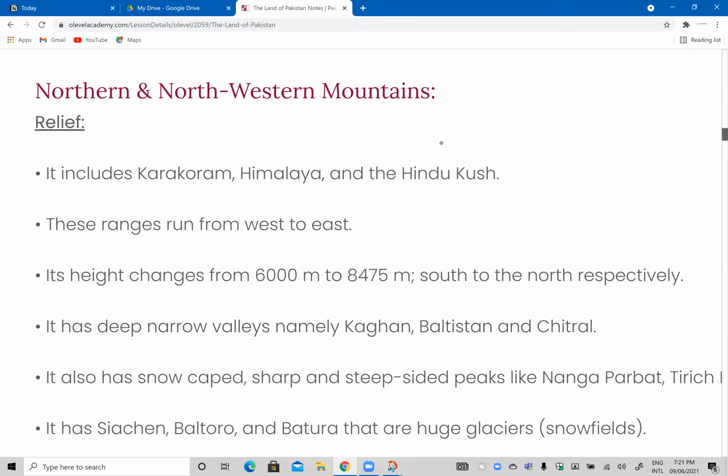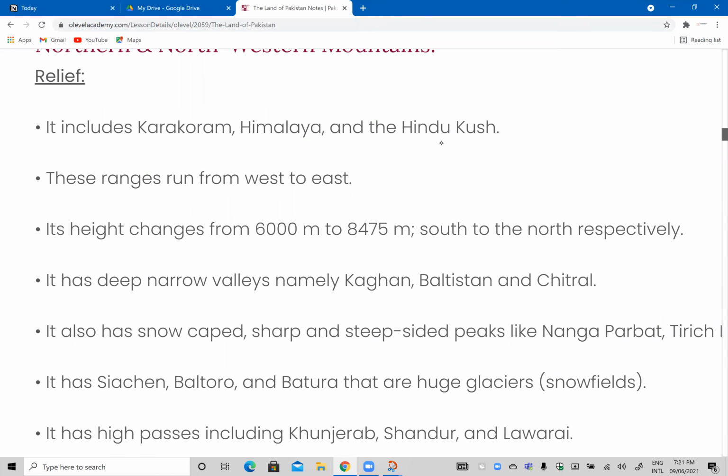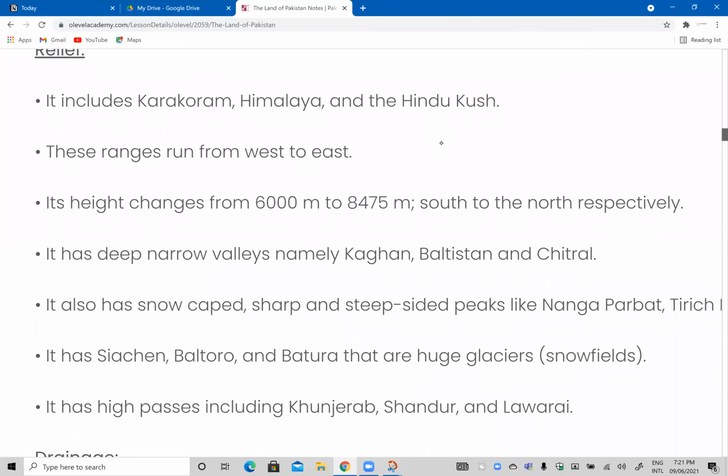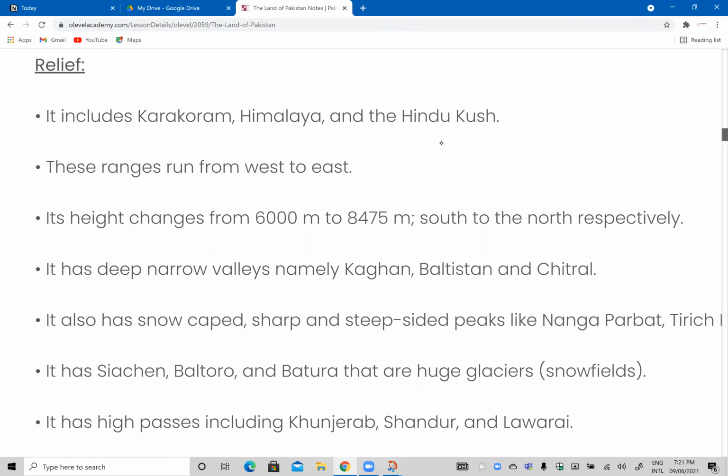Let's talk about the topography of these areas, the lifestyle of people, the economic activities and everything. Yes, Skardu is a northern mountain place, of course. Have you been to Skardu before? It is one of the most important districts of the northern mountain ranges.